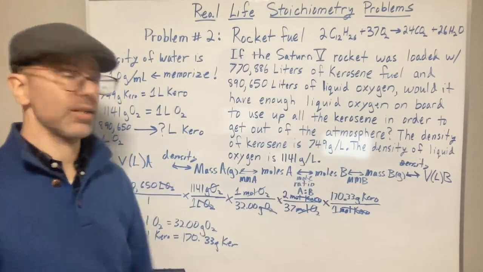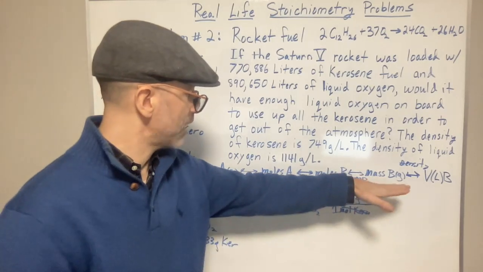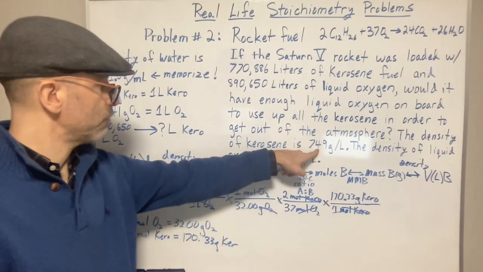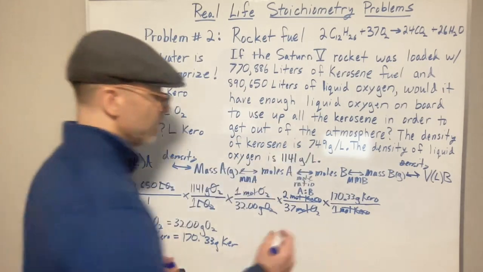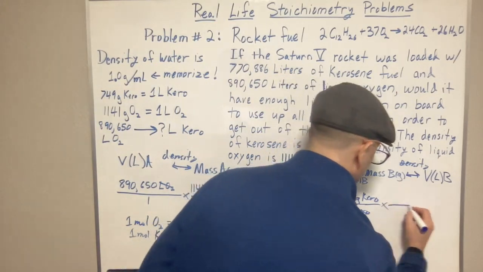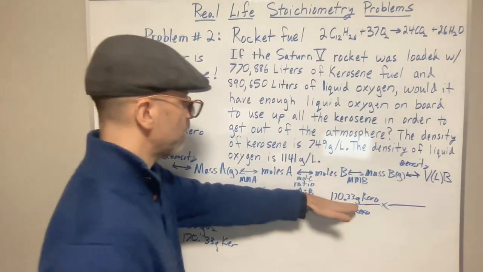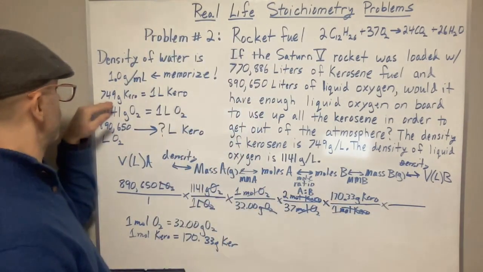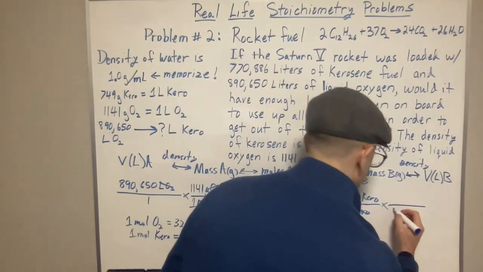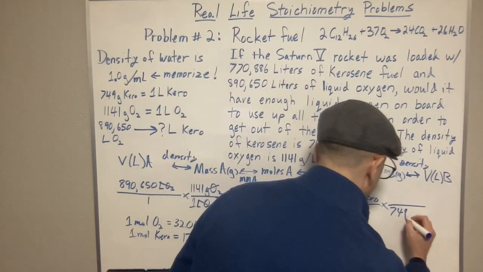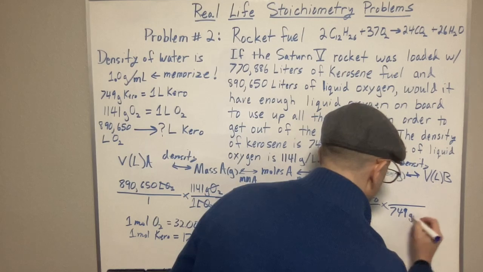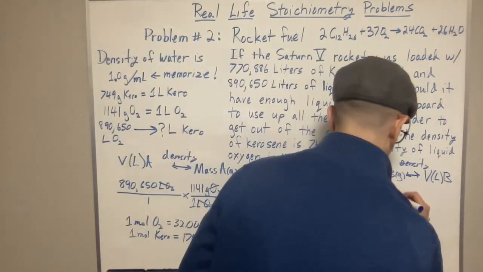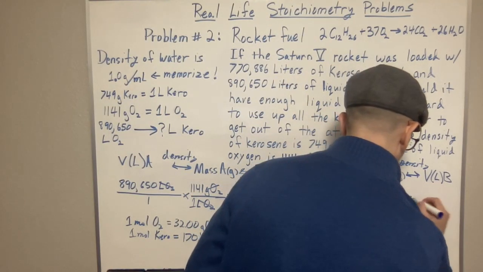Now my last step is to convert grams to liters. I'm going to use the density of kerosene, which is 749 grams per liter. So finally, since I have grams on the top, I want grams on the bottom. Here we go. So 749 grams of kerosene goes on the bottom, and then 1 liter of kerosene on the top.